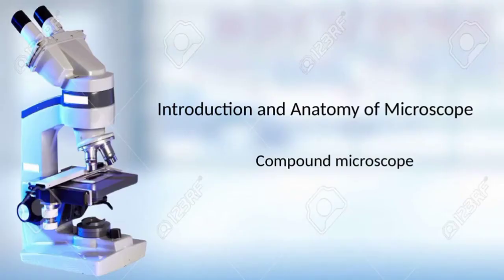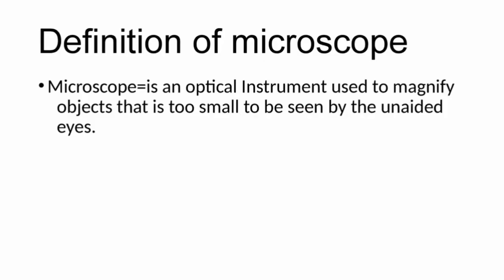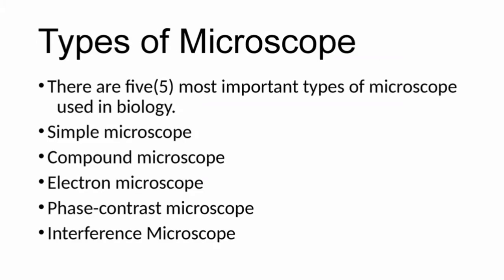Introduction and Anatomy of Microscope. Today, we are going to understand the fundamental basis of microscope. Definition of microscope. Microscope is an optical instrument used to magnify objects that are too small to be seen by the unaided eyes, such as microorganisms.